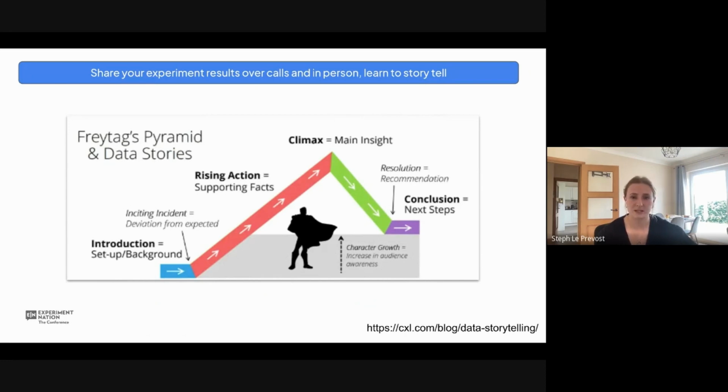Don't go in all guns blazing or stats blazing, because you're going to turn a lot of people off. Do that with certain people who enjoy the stats. For other people, you're going to want to storytell.